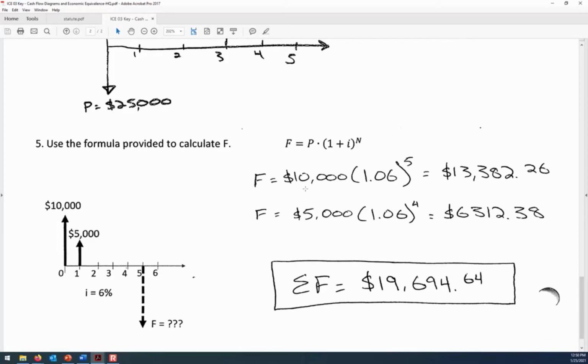Since we're out of time, let me just show you the answer of a different approach. Here's another way of doing it. Move the 10,000 5 years into the future. So you can see I'm using n equals 5 for the 10,000. And then I'm moving the 5,000 4 years forward in time. And then I combine those two amounts that have now been moved forward in time to year 5. And so the future value is $19,694.64.